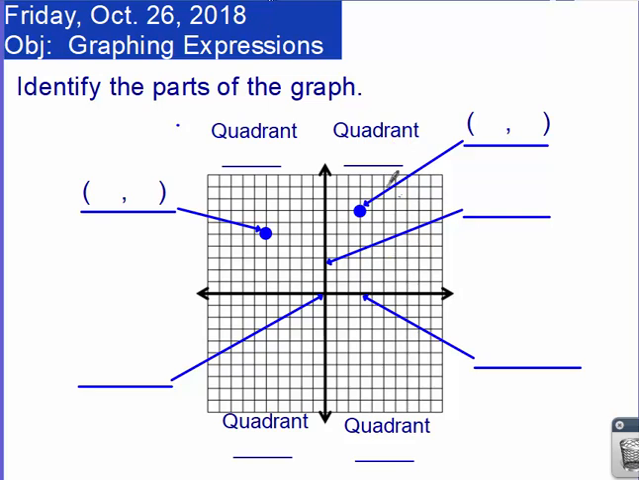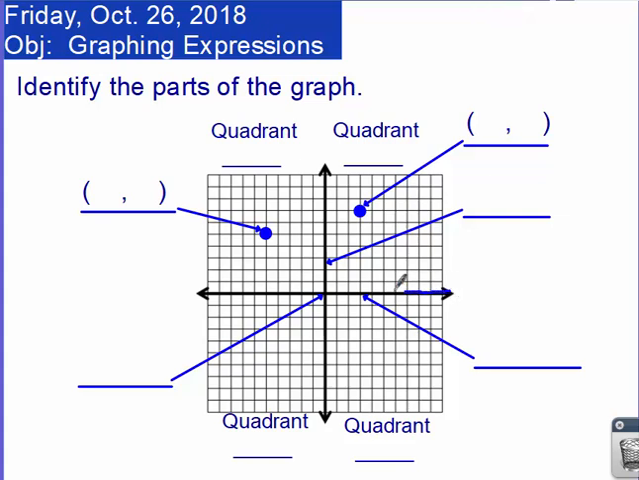Where this top right-hand quadrant is going to be quadrant 1, and it goes in a counterclockwise motion in the shape of a C. So this will be quadrant 2, this is quadrant 3 down here, and then this is quadrant 4. So we've got quadrants, and those are divided up by 2 lines.